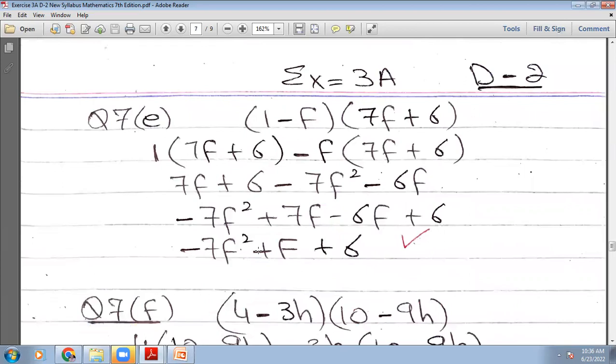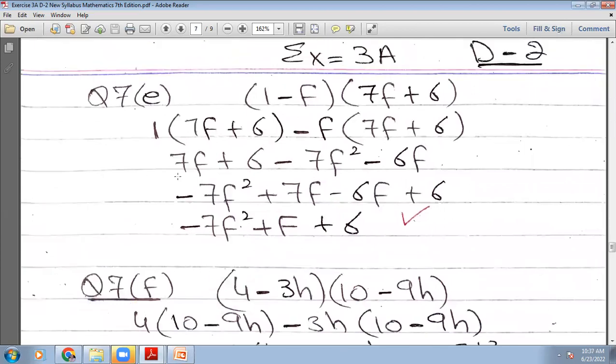Hopefully you understand. Then we have the E part, and it says multiply these two brackets. So this member will multiply with the second bracket, then this member will multiply with the second bracket. So you will have 1 bracket (7f + 6) minus f bracket (7f + 6). So you will have 7f + 6. This negative will change the sign. So minus 7f² minus 6f. So arranging, minus 7f² plus 7f minus 6f plus 6.